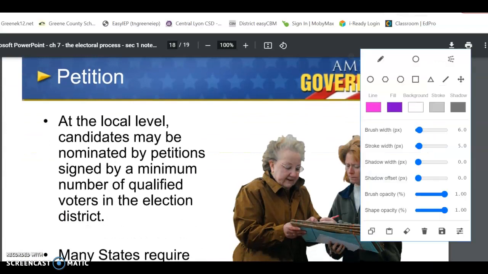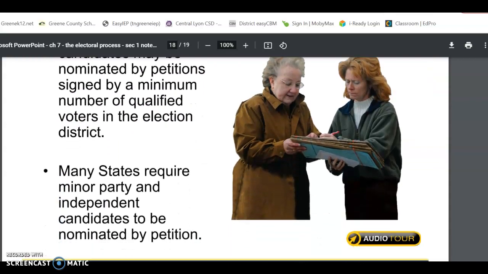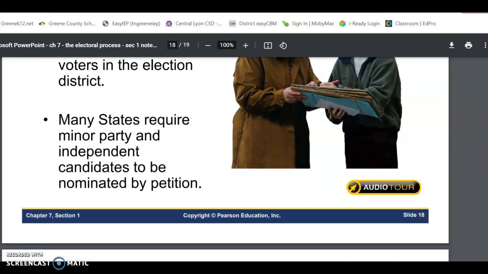Another way to run for public office is through petition. So now we're done talking about the primaries. At the local level, like Greene County officials, candidates may be nominated by petitions signed by a minimum number of qualified voters in the election district. So if you're running for like Greene County Sheriff or the Board of Mayor and Aldermen or anything like that, then you usually have a petition that so many people sign. Many states require minor party and independent candidates to be nominated by petition. We're not going to worry about writing that.